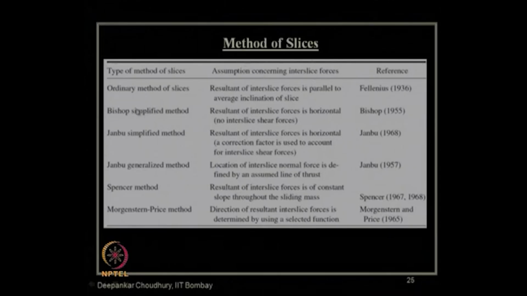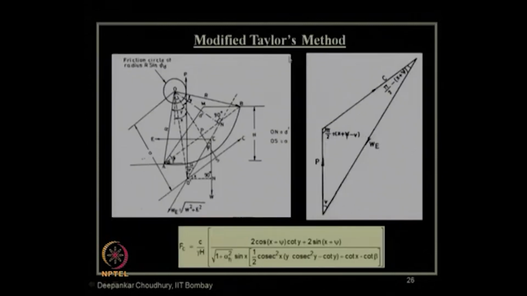Like method of slices, we know these are the various methods of slices which are used in the static case of slope stability analysis, and their references also are given over here. Now, modified Taylor's approach, what does it say? Taylor's method of slope stability also you are aware about from your geotechnical engineering or soil mechanics course. So, this is a failure surface for which the normal or resultant to this failure surface should pass through a circle which is concentric about this point O, right. So, that is the Taylor circle.